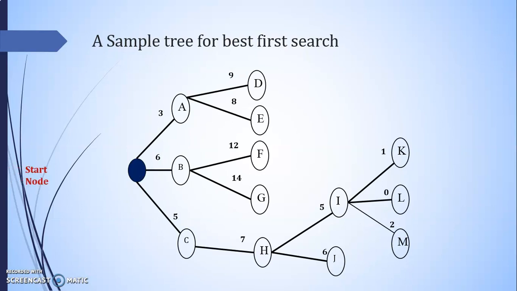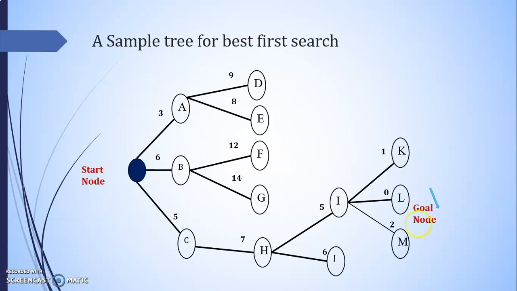Okay, and this is our goal start node, where these are the other nodes, and here is given the cost of each path. Okay, from start to C is 5, start to B is 6, start to A is 3, then A to D is 9. So these are the values, or we can say the cost, of each path. So let's start the solution of this problem.